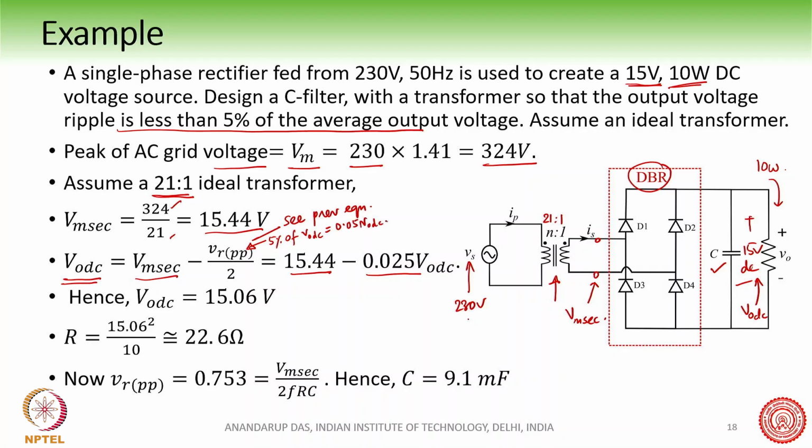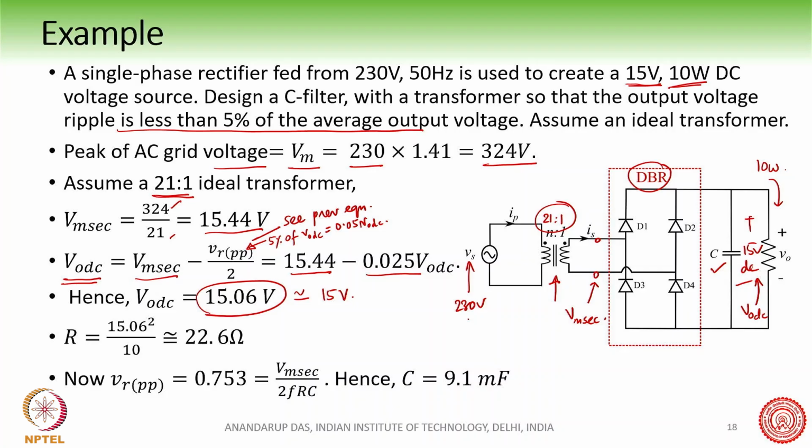Okay, so therefore we can find out that V0 DC is 15.06 volt, which is very close to 15 volt. So this is what we have targeted. That is why we had taken a 21:1 transformer. Okay, you can see here that this is about 15 volt.